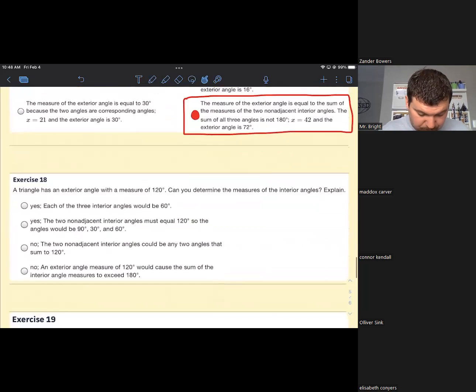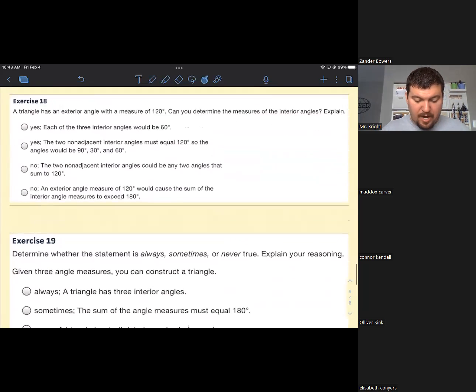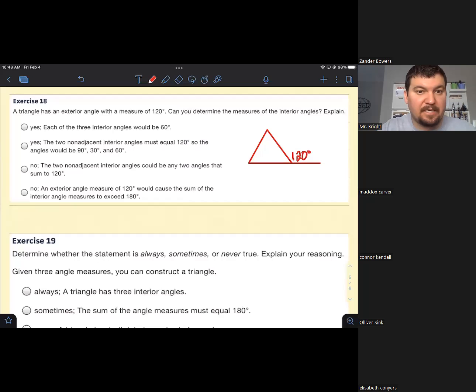All right, number 18. A triangle has an exterior angle with a measure of 120. Can you determine the measures of the interior angles? Explain. So if I told you, and I'm just going to draw a random triangle here. I have no idea if this is what it looks like. I mean, that kind of looks like a 120-degree angle, so that could be what it looks like. If I told you what the measure of the exterior angle looks like, can you determine what each of the three interior measurements are? Yes or no. What do you guys think?